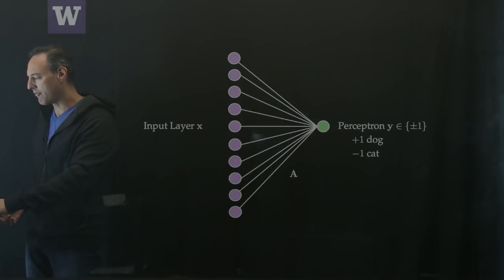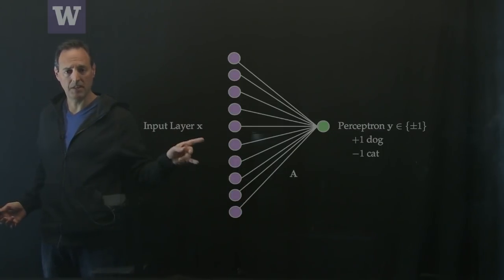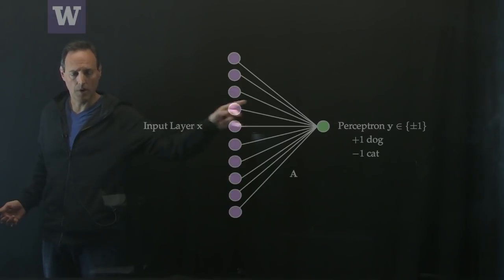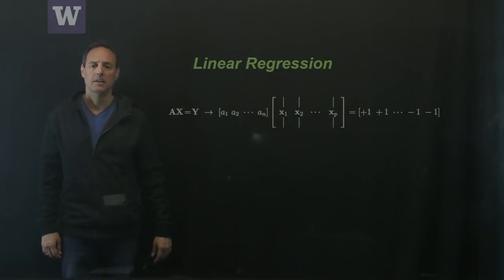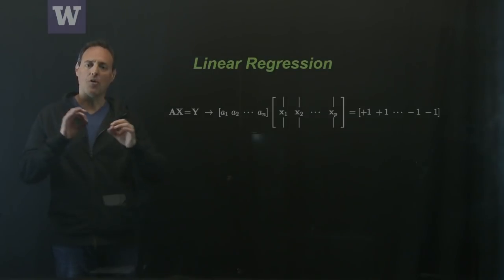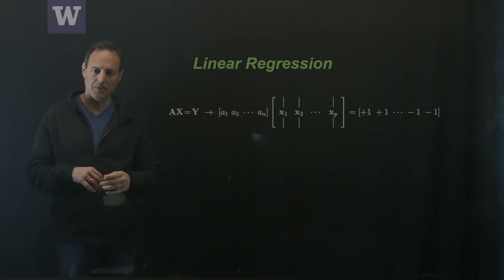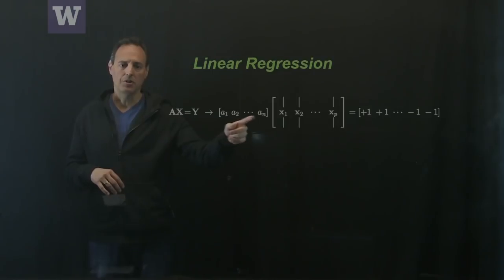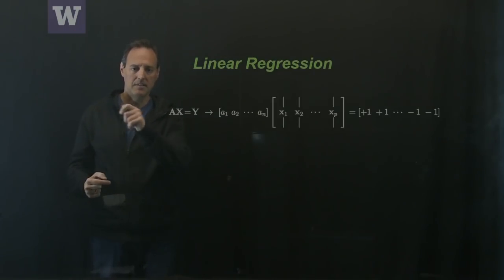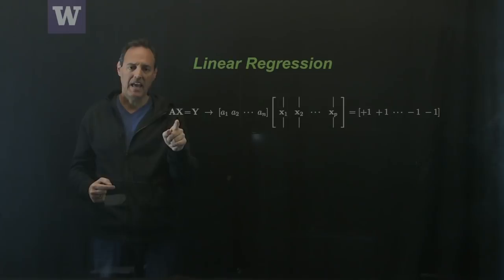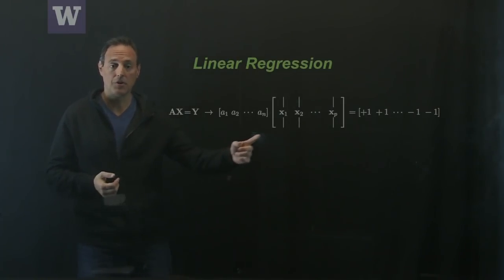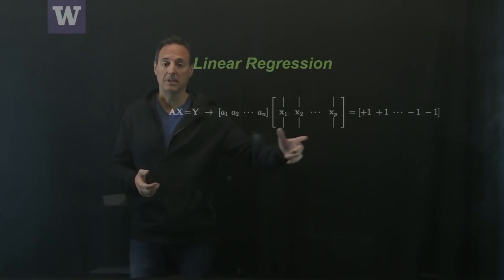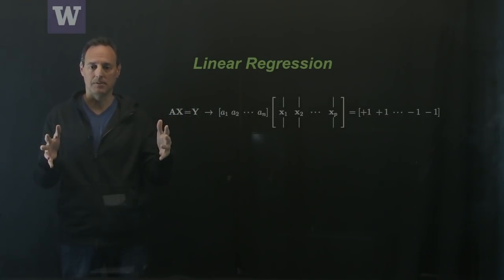Okay? And so how do we frame this? Well, for this specific example here, with this input layer to one output, here's how I'm going to frame this linear regression. It's AX equal to Y. And here's how I'm going to say it. A are the weights, okay? So A1, A2, these are the weights that go from the input layer down to that output. Now the X are in fact my input data. So these are X1, X2, all the way through XP. So I have XP different inputs.